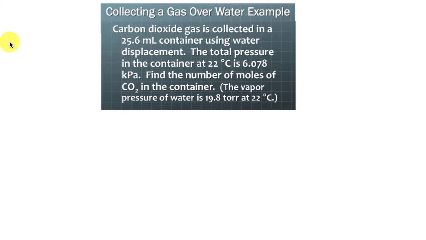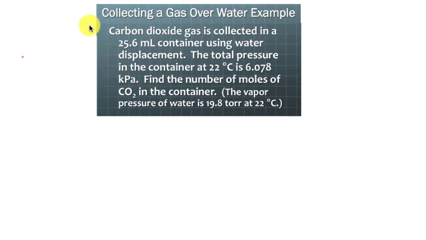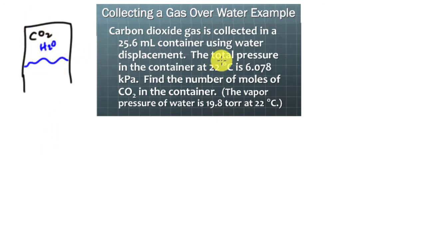All right, so you got carbon dioxide gas being collected in a 25 milliliter container using water displacement. So same idea, I'm collecting the carbon dioxide over water. Got water here, and so the idea is that I have carbon dioxide gas and I also have water vapor in here. So I have a mixture of gases. So I got to keep that in mind whenever it says using water displacement or collecting over water.